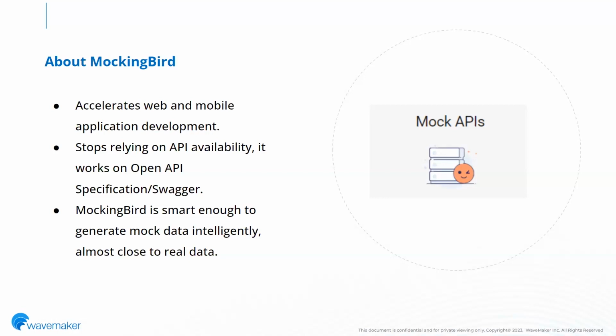So to answer your question, why Mockingbird? As a WaveMaker developer with the Mockingbird feature, you don't have to rely on the available APIs or the APIs which are not available. Once the API contract is made and you have imported the Swagger specification or OpenAPI specification, all you have to do is ask WaveMaker to create a mock implementation. Our Mockingbird is smart enough to understand the data types of each field in your API response and choose mock data intelligently. Mockingbird can recognize hundreds of data types, starting from first name, last name, zip code, credit card number, and a lot more.